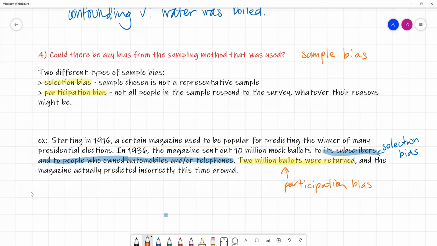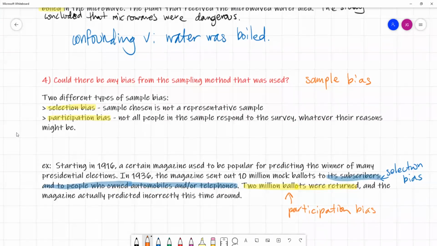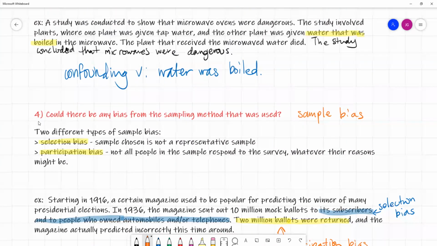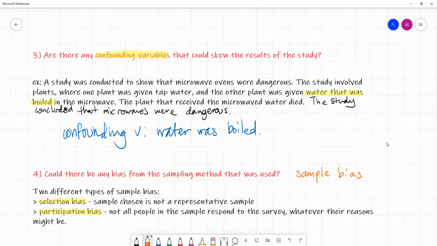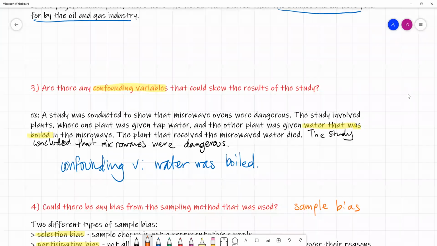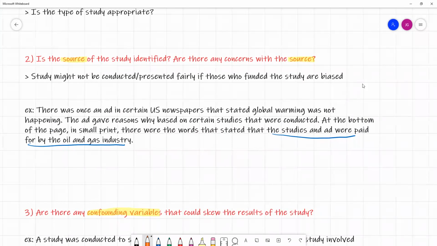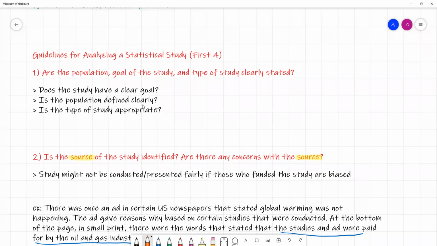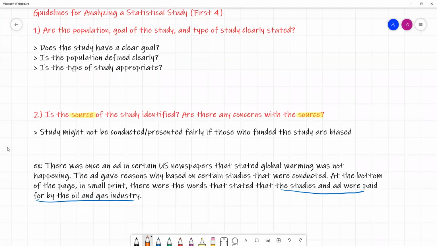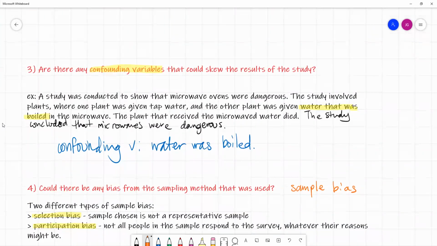All right. So those are the 4 guidelines for this first part, okay? And let's just review them really quick. This fourth one is all about sample bias. This third one is about confounding variables. The second one is about the source. And then the first one is all about the introduction of the study. Are we having a good statement of our population goal and type? Still pretty important, but we don't see this first one very often as compared to these next 3, all right?